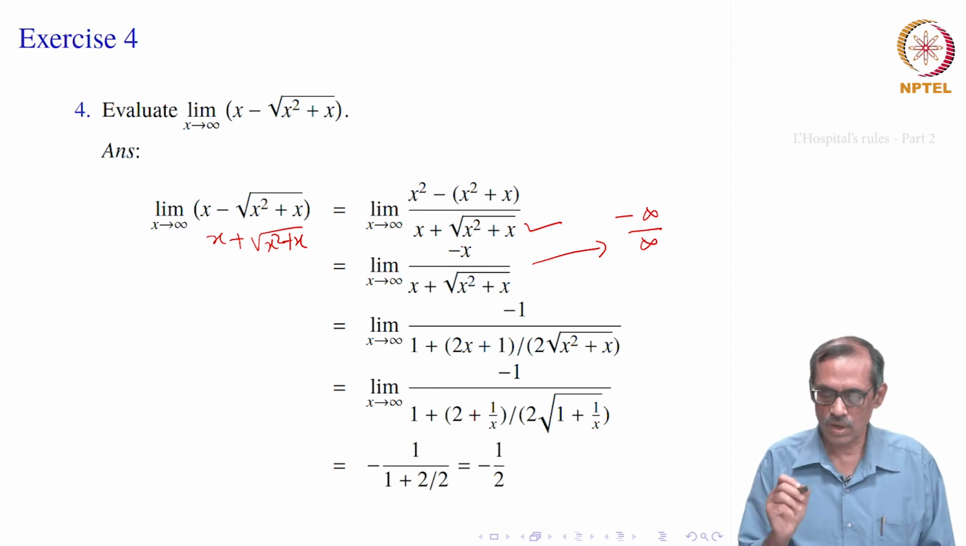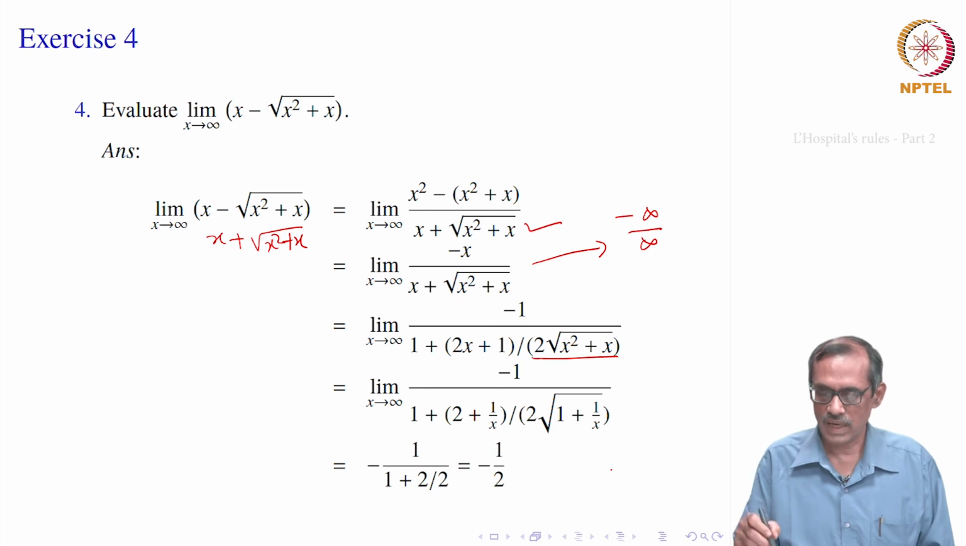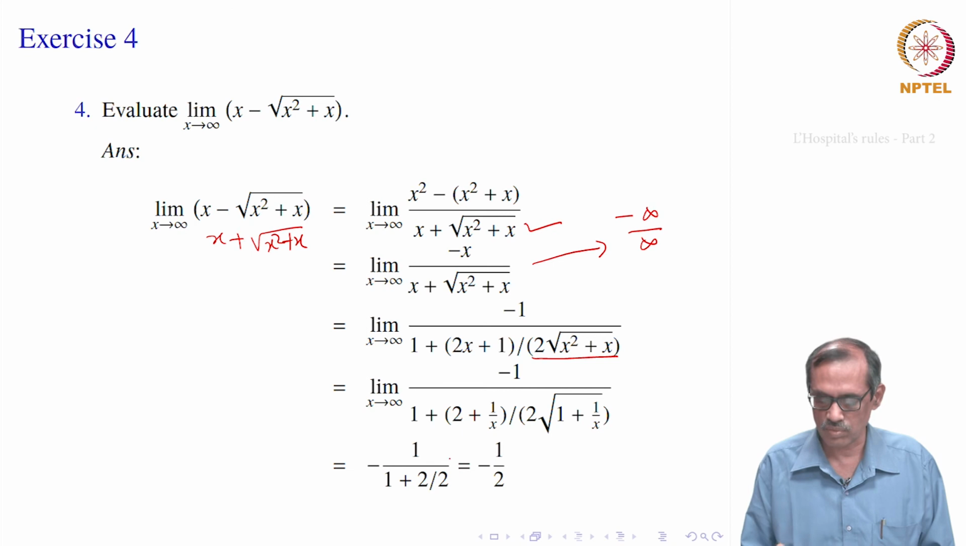Using L'Hopital's rule, the derivative of minus x gives us minus 1, so the numerator is minus 1. In the denominator, the derivative of x gives 1, and the derivative of square root of x square plus x is 1 divided by 2 square root of x square plus x times the derivative of x square plus x. So, that is 2x plus 1. So, this is correct.